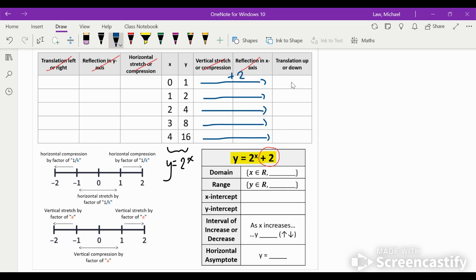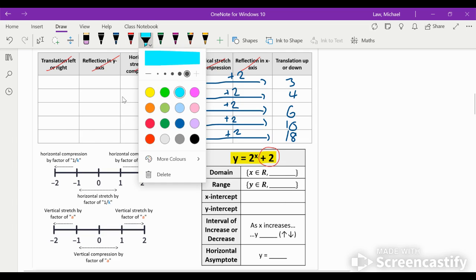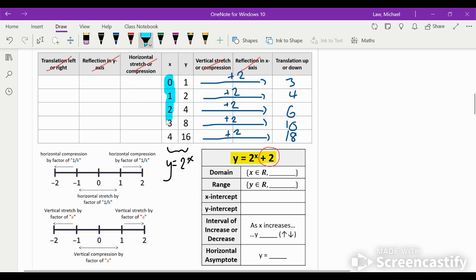So 1 plus 2 gives us 3. 2 plus 2 gives us 4. 4 plus 2 gives us 6. 8 plus 2 gives us 10. And 16 plus 2 gives us 18. So I'm going to be using these coordinates as well as these coordinates for my newly transformed exponential function.